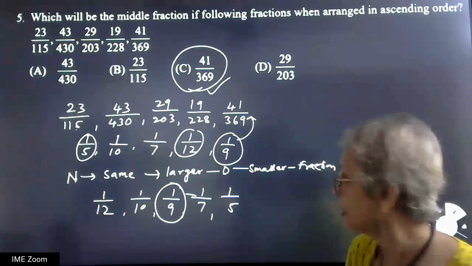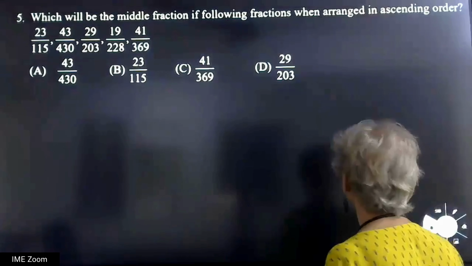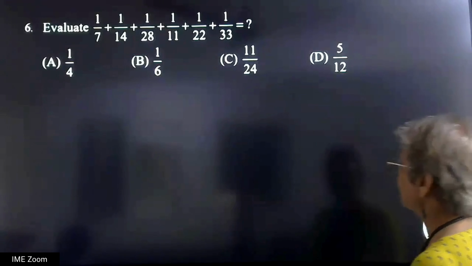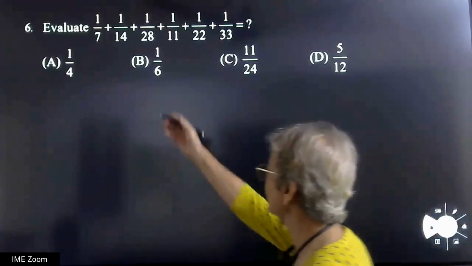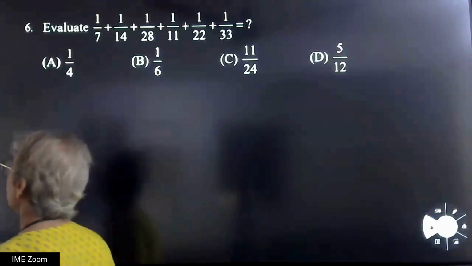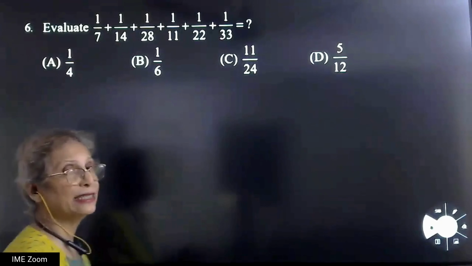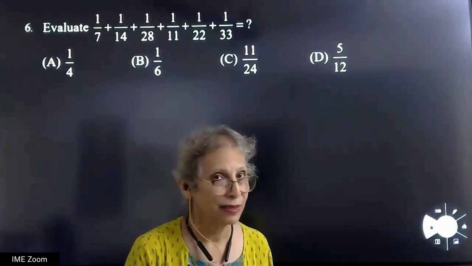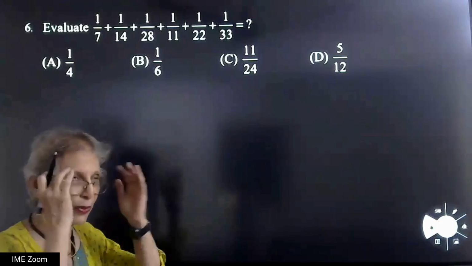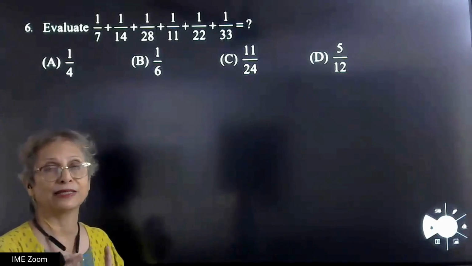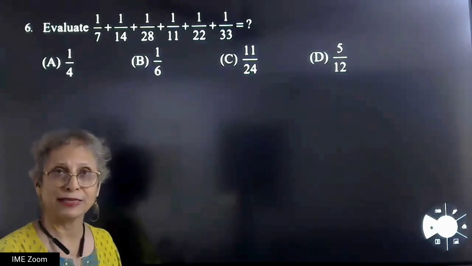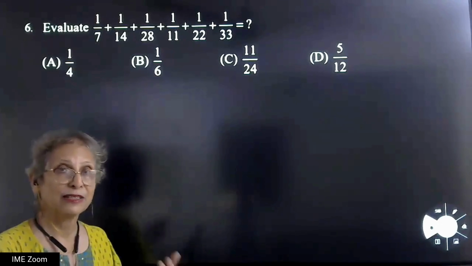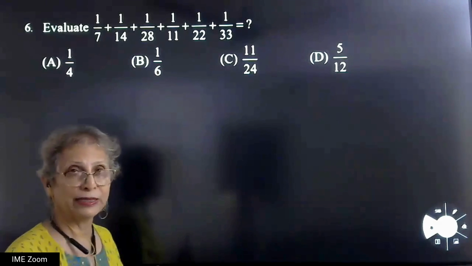Okay, so let us move to next question. Yes, look at this question. So many numbers are given. For addition, we need to make denominator same. This is the important thing you have to remember while doing addition: their denominators must be same. So what we have to do? We have to find out LCM. Using LCM, we can make their denominators same.